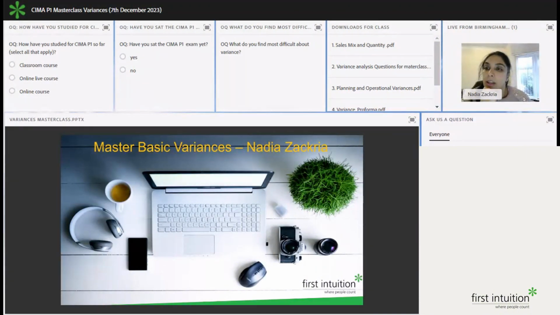What are we going to be looking at in this session? We're mainly going to focus on what it is that you would need to do when it comes down to questions in your exam. So more exam focused, but taking you through the basic variances and also in a little bit into the advanced variances as well.